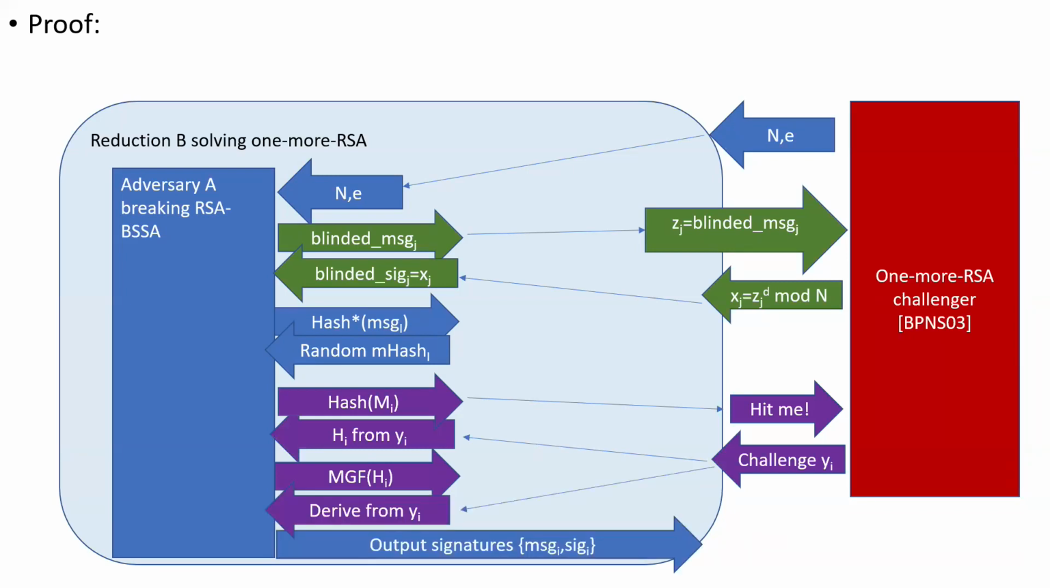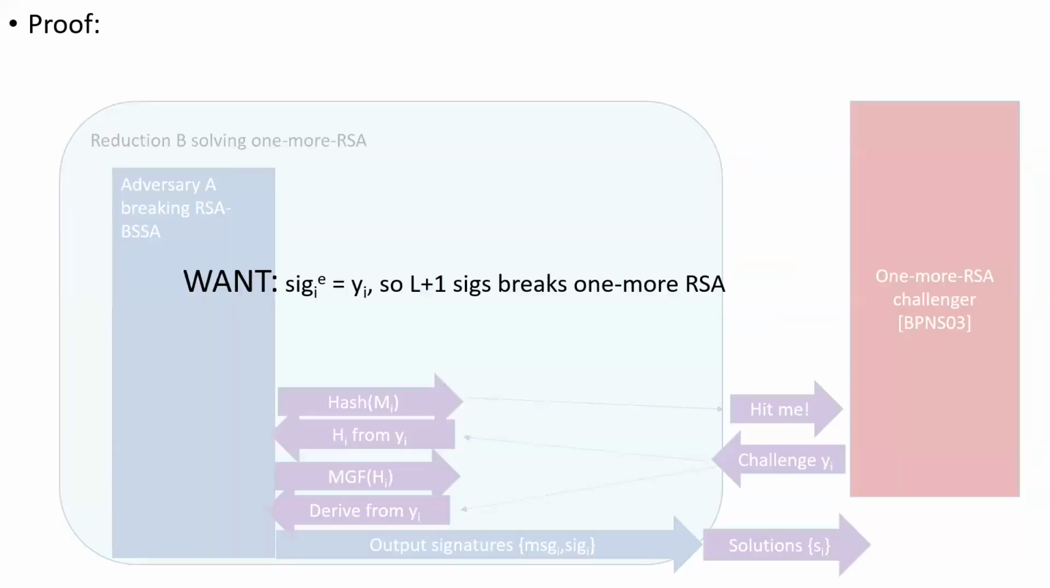And then in the end, when you output signatures, we want those signatures to somehow be solutions to these challenges. So what does that mean? It means that they are the ETH roots of the challenge values, YIs. Okay, so that's what we want. So we want a signature that the adversary produces at the end to be an ETH root of one of the challenges. And we want him to produce L plus one of them, where L is the number of the questions that we asked one more RSA challenger.